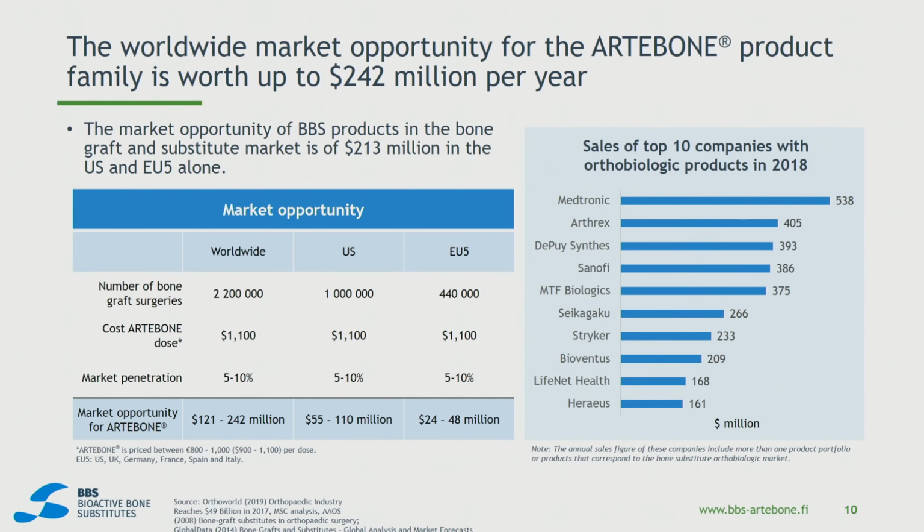The worldwide market opportunity for the Heartbone product family, based on selling a dose at around $1,100 per dose, retains a profit margin between 80 and 90%, and gives us an opportunity to look at reaching a potentially large market. On the right-hand side are the 10 major market players in the orthobiologics product market. These companies account for about 64% of the market revenue in the orthobiologics product space, and are also looking at small companies for innovation.